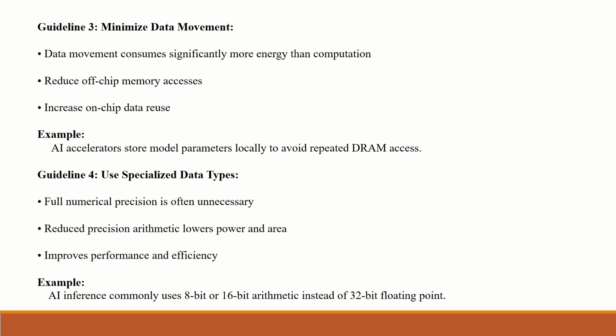Guideline 4. Use specialized data types. So, not all the applications need very high precision numbers. Using smaller data types reduces power and improves speed. This is commonly used in AI applications. This improves the performance and efficiency, and also reduces arithmetic and lowers the power and area. Example, AI inference commonly uses 8-bit or 16-bit arithmetic instead of 32-bit floating point.